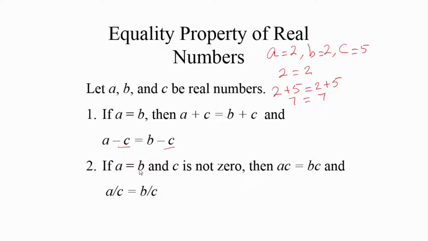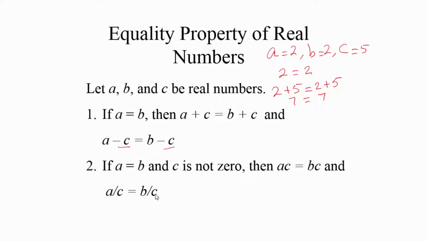If A and B are equal to each other and C is not 0, then A times C would be equal to B times C, and A divided by C would be equal to B divided by C. Okay? So what it's saying is if you multiply both sides of an equation by a constant, the equation is still true. If you divide both sides of an equation by a constant, the equation will still be true.